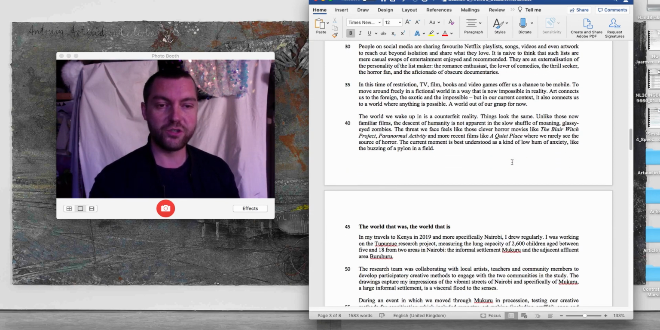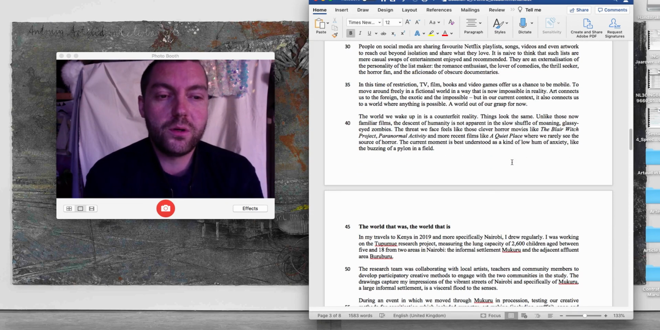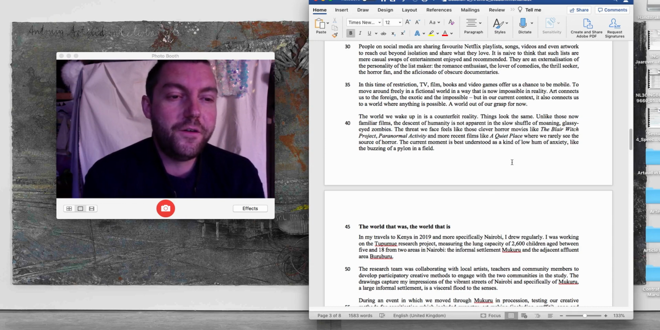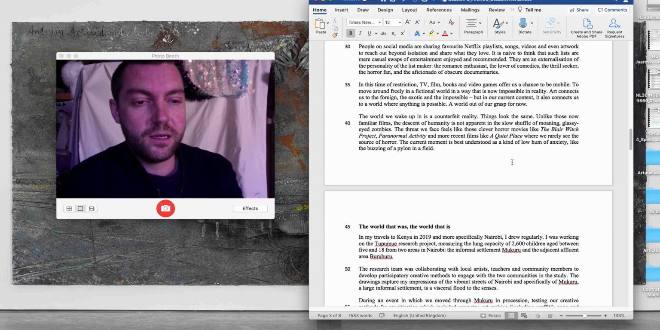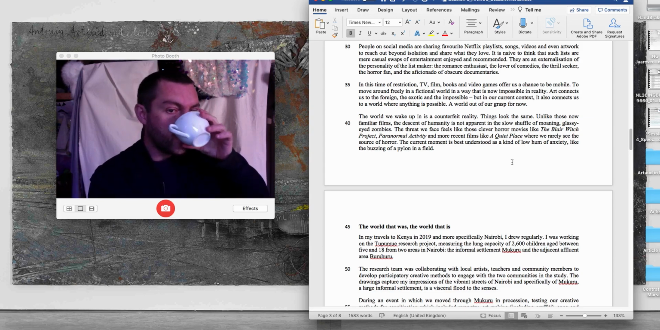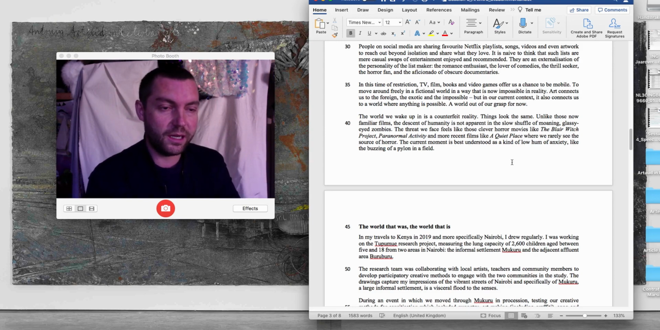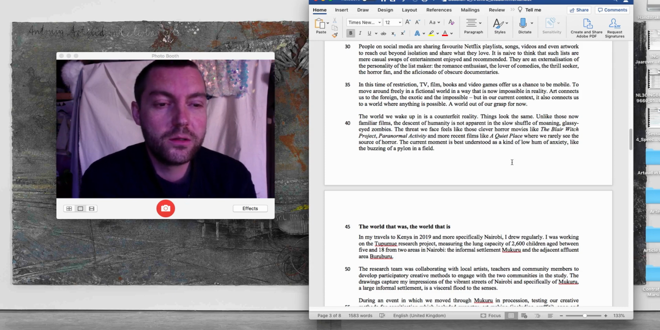In this time of restriction, TV, film, books, and video games offer us a chance to be mobile, to move around freely in a fictional world in a way that is now impossible in reality. Art connects us to the foreign, the exotic, and the impossible. But in our current context, it also connects us to a world where anything is possible, a world out of our grasp for now. The world we wake up in is a counterfeit reality. Things look the same.